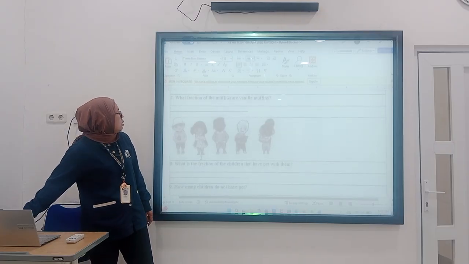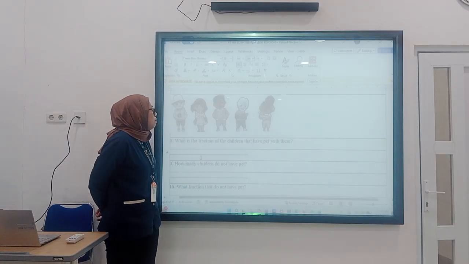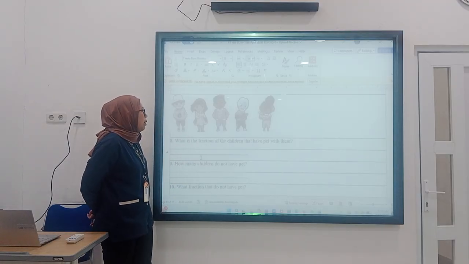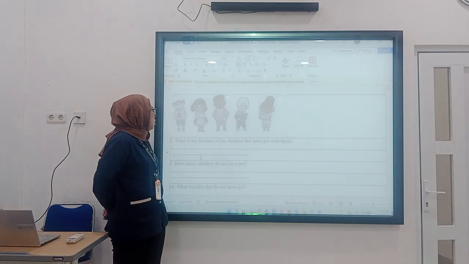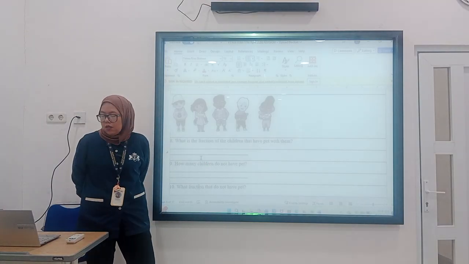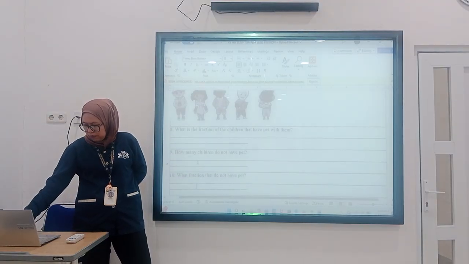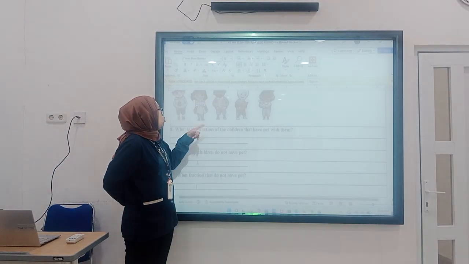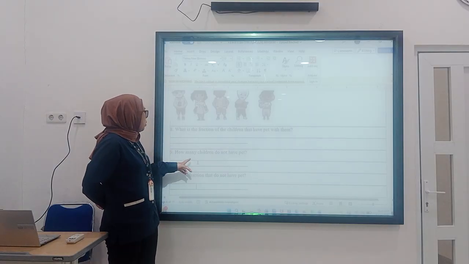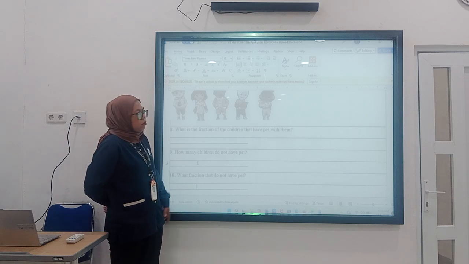Okay, number 8. What is the fraction of the children that have pets? Okay, the children that have pets: 1, 2, 3. So this is 3/5. And then number 9, how many children do not have pets? So there are 1, 2. This is 2 children, and the fraction that do not have pets is 2/5.